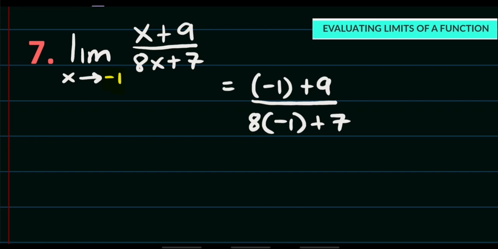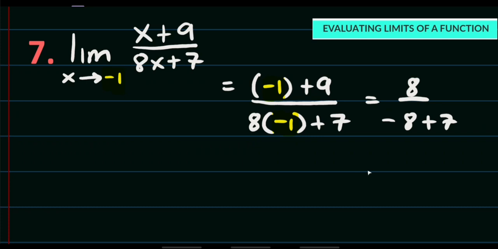So again, same pa rin yung ginawa natin. Lahat ng variable x, pinalitan lang natin ng constant which is negative 1. Your next step is to simplify. Negative 1 plus 9 is equal to 8 all over 8 times negative 1 is equal to negative 8. And then copy the remaining term, that is plus 7.